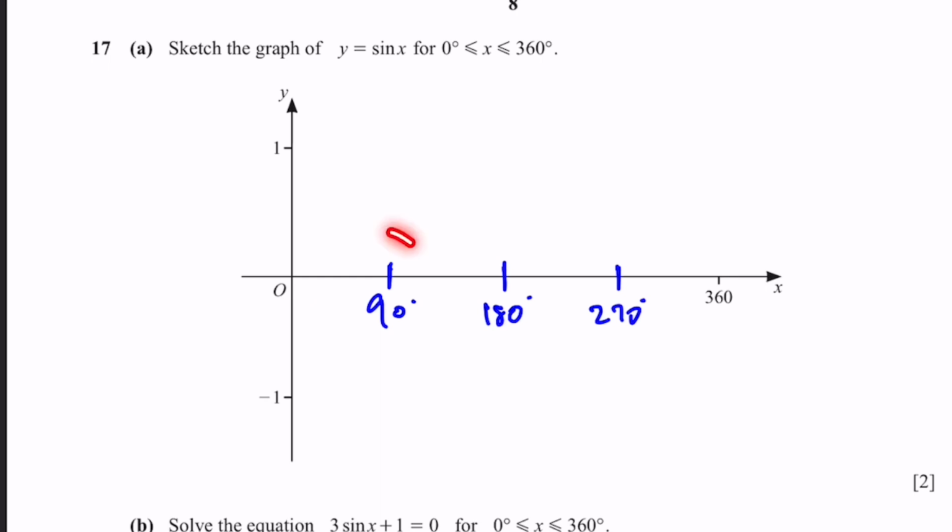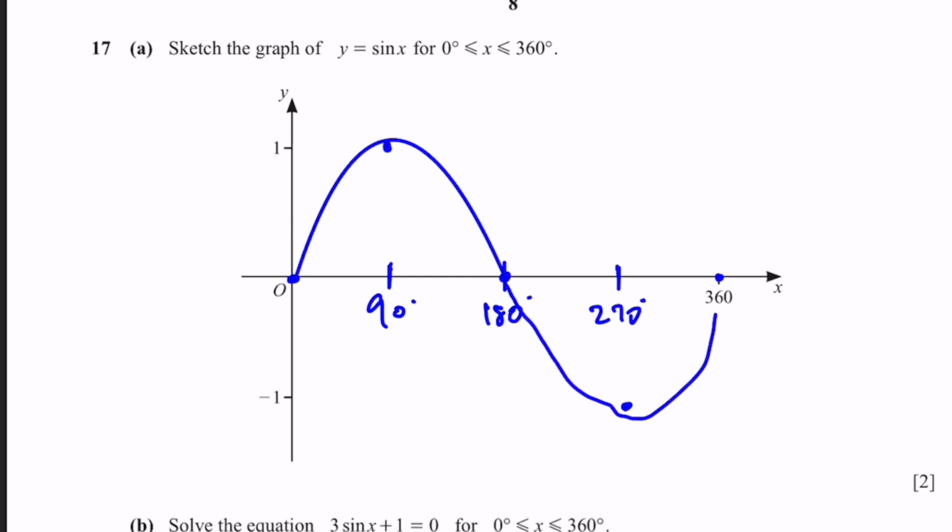So we know that sine 90 is equal to 1. So we'll mark a point there. Sine 180 is equal to 0. Sine 270 is equal to negative 1. Around there. Sine 360 is equal to 0. And of course, sine 0 is 0. So now we can simply draw the graph in between these. First, I'll draw the top half, like that. And now I'll draw the bottom half, like that. So this is somewhat how your graph is supposed to look like.